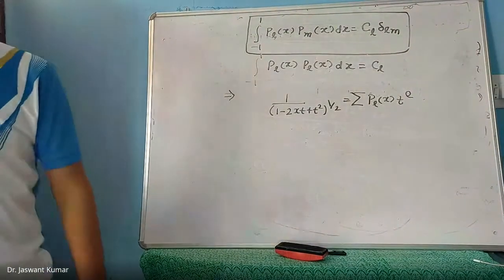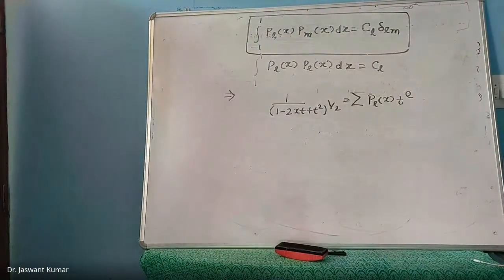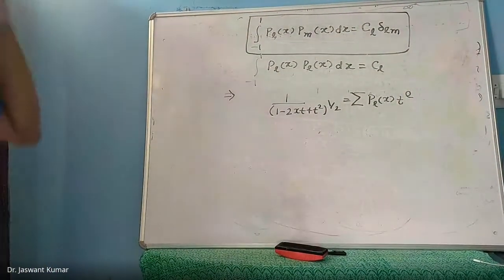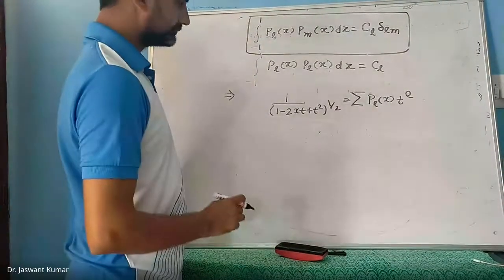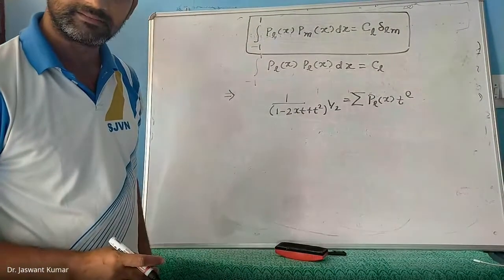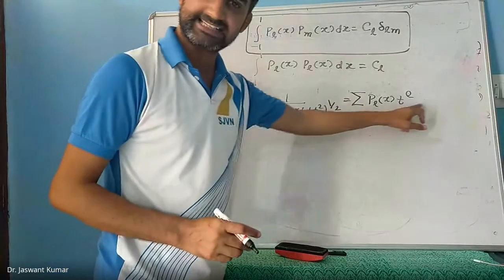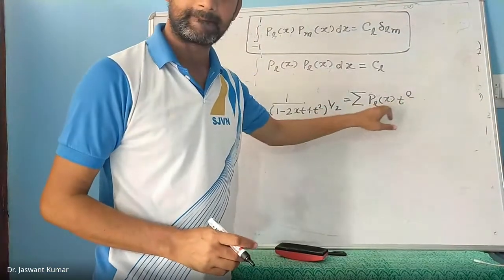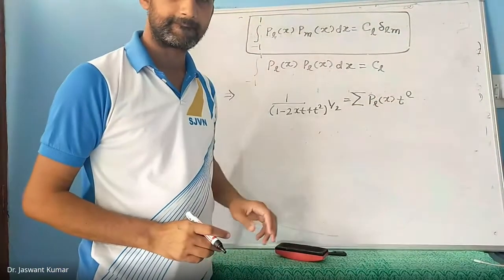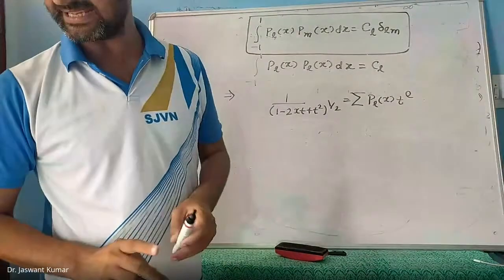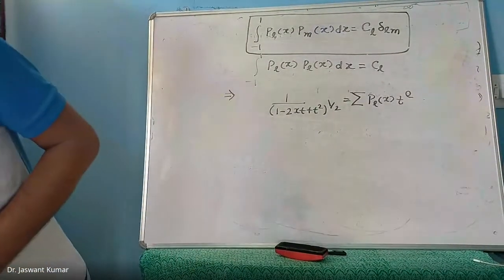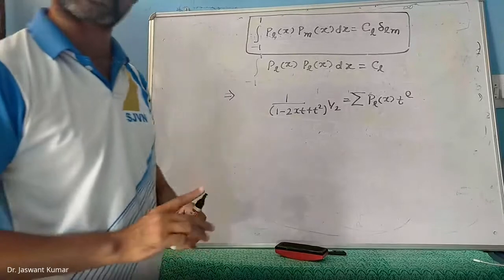How can it be written, children? This can be written as PL of x t to the power L. Right? Can it be written or not? You tell me. Students, please be a little responsive.